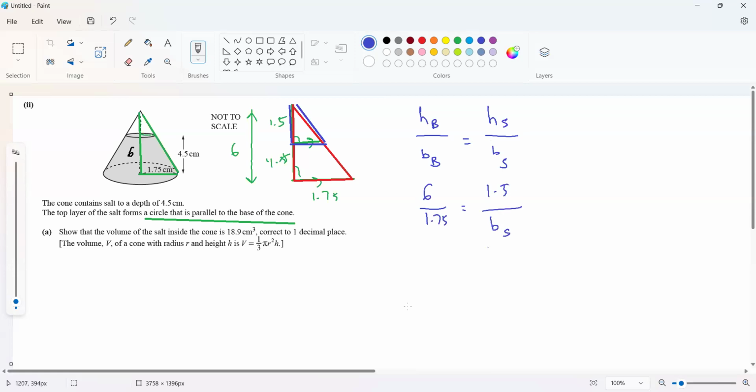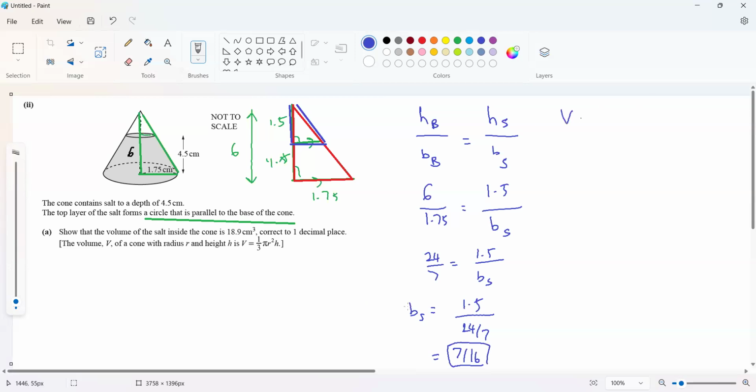We do not know the base of the small triangle, or in other words, the radius of the small triangle. So we can do a calculation for this. 6 divided by 1.75 would be 24 over 7, equals 1.5 small base, and then we can swap the small base with the 24 over 7. And we can calculate 1.5 divided by 24 over 7, and that will give us 7 over 16. Right, so this is the radius of our small cone.